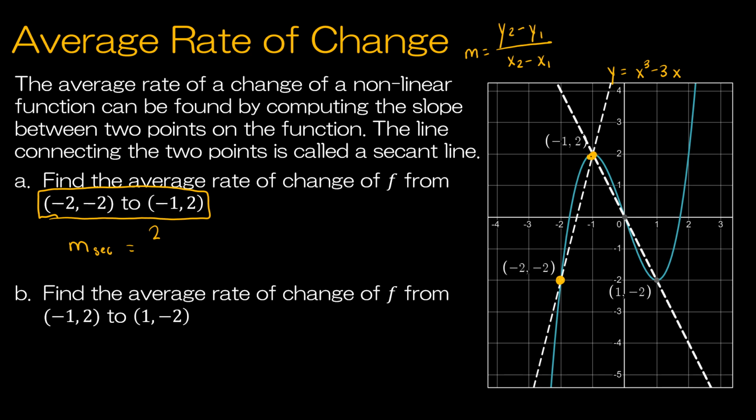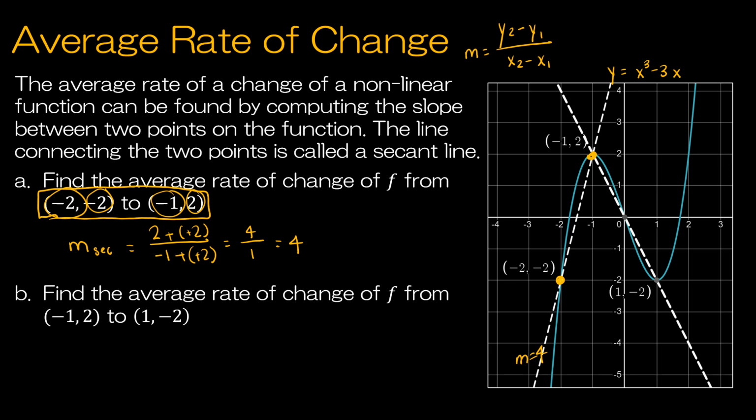So 2 minus -2, so that's the second y minus the first y, divided by the second x, -1, minus the first x of -2. So simplifying, I would get 4 divided by 1, which is 4. So the slope of this line is equal to 4.